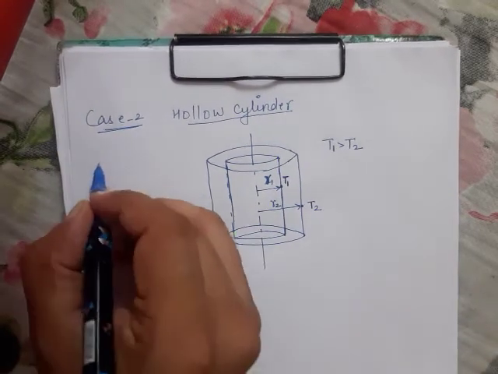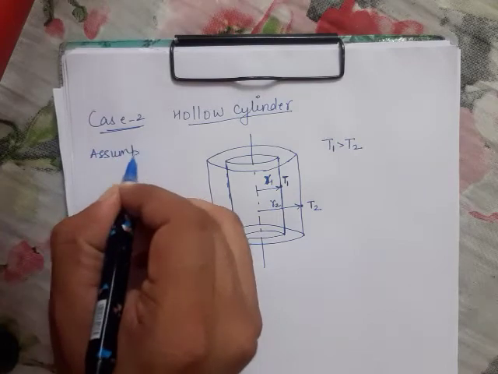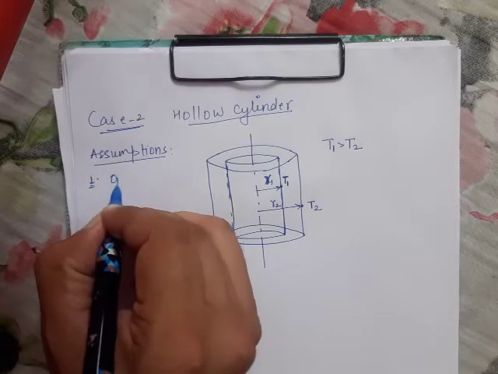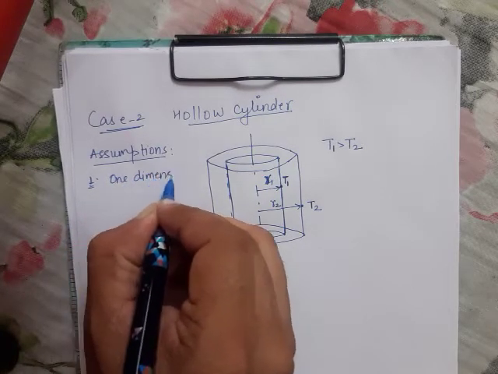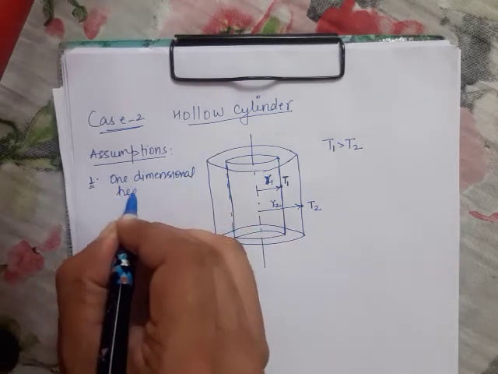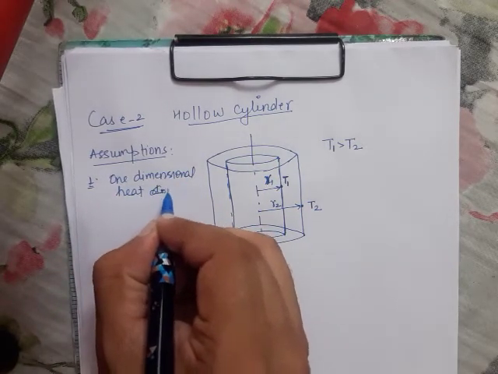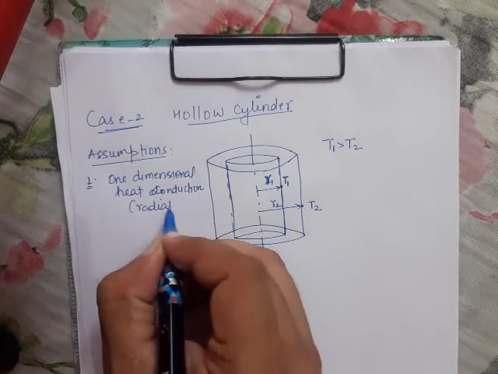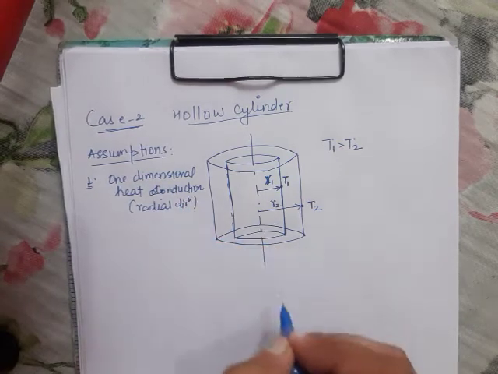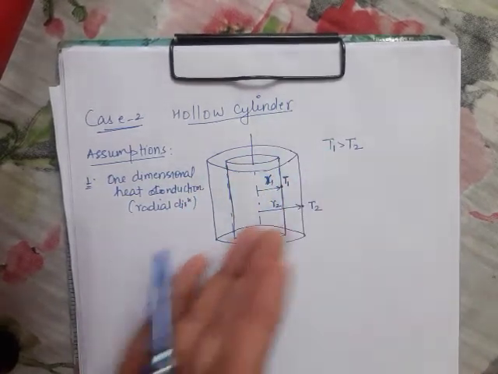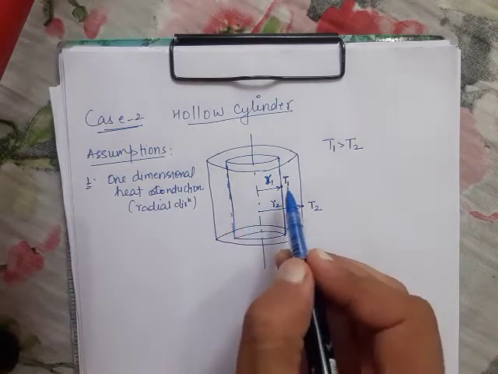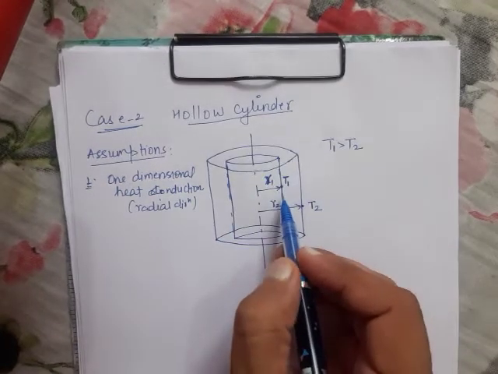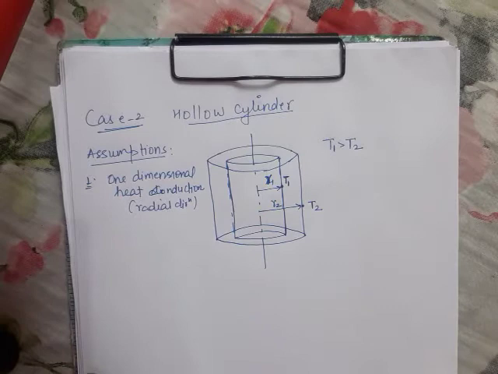Now what are the basic assumptions which we are going to make in this analysis? Assumptions are similar to the previous case, that of the slab. First is one-dimensional heat conduction, and in which direction? That is in the radial direction. We are considering heat conduction only in the radial direction. We neglect the heat conduction in the z direction and also in the phi direction.